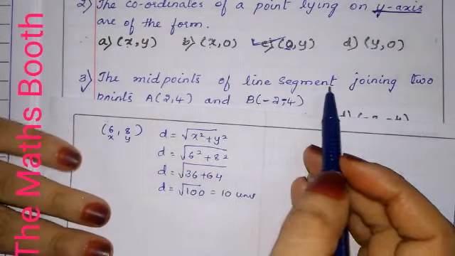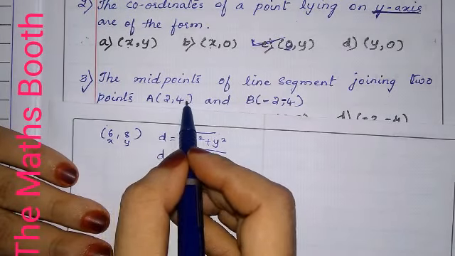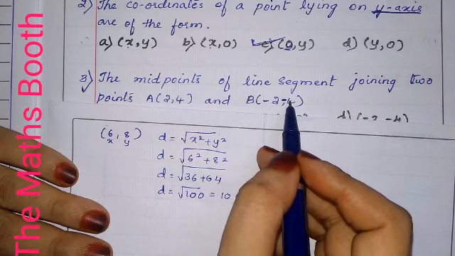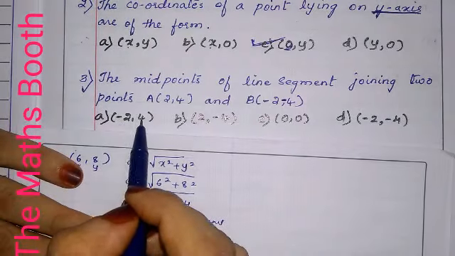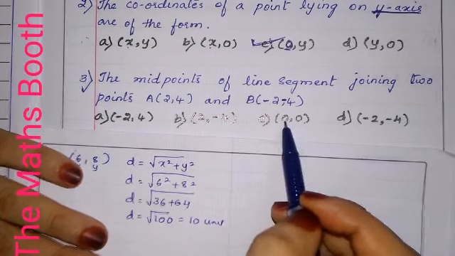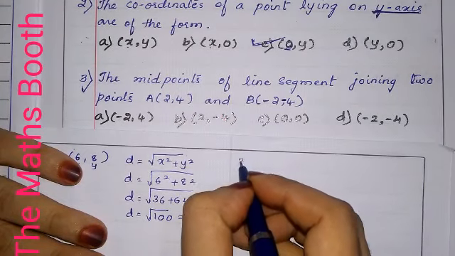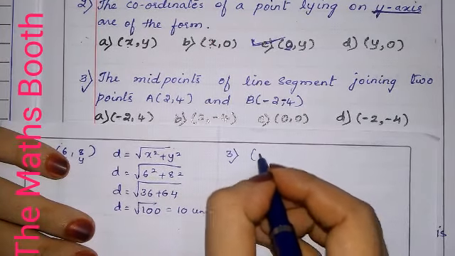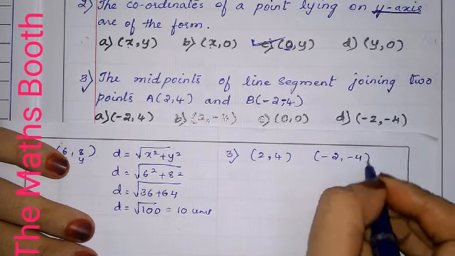Let us see the next question. The midpoint of a line segment joining 2 points A(2, 4) and B(minus 2, minus 4) is. What have they asked? Midpoint. Here the options are A, minus 2, 4; B, 2, minus 4; C, 0, 0; and D, minus 2, minus 4. So question number 3: the points are 2, 4 and minus 2, minus 4.